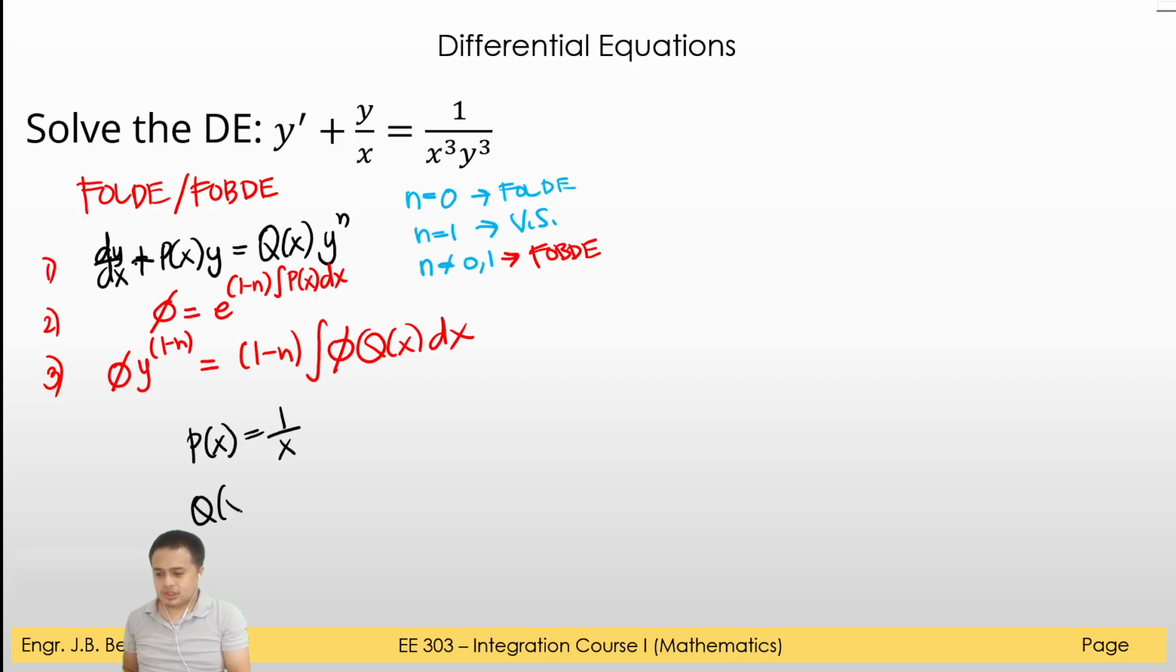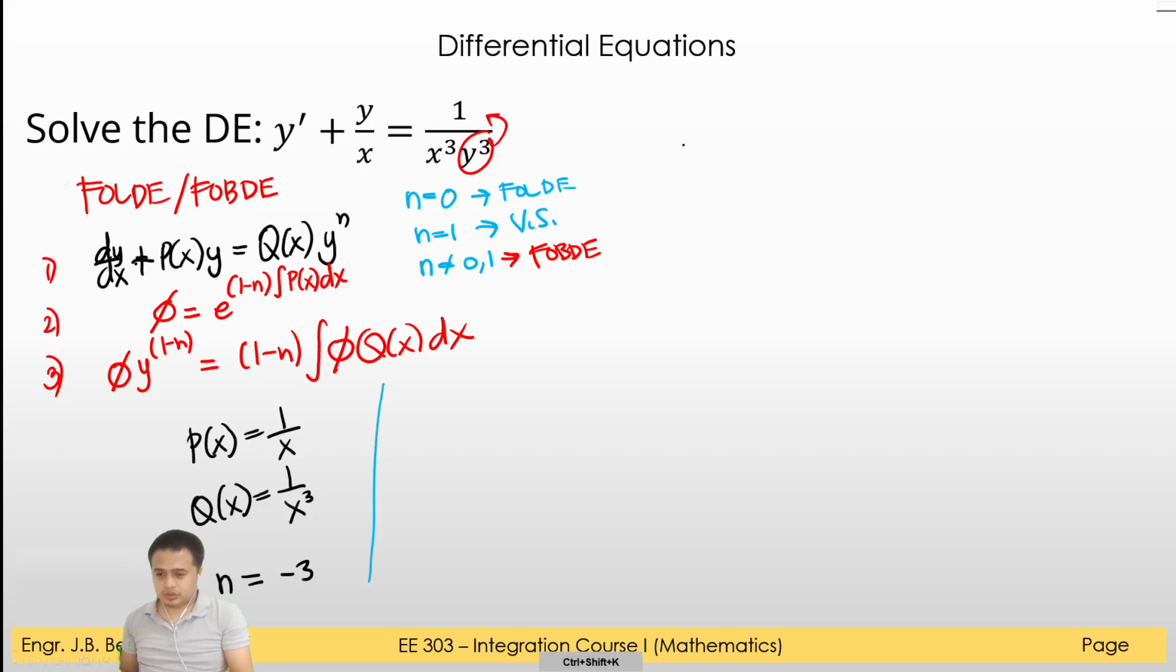The Q of x here is equal to 1 over x cubed, okay? And then the n here is negative 3. So based on this form, if we raise this upwards, this will become y raised to negative 3. Now, we can just use the formula directly.